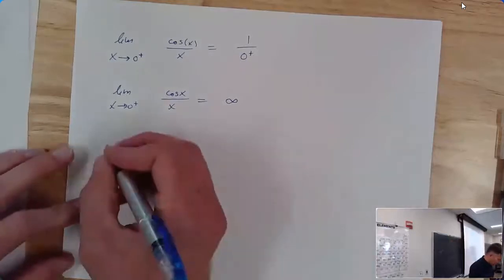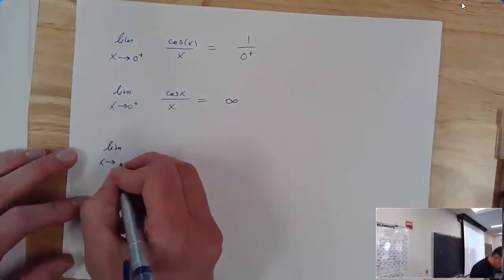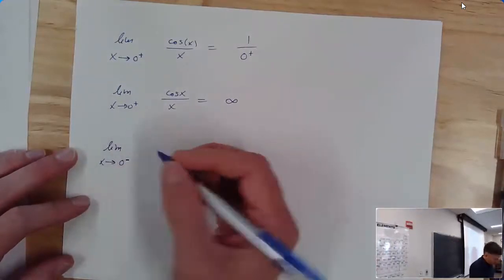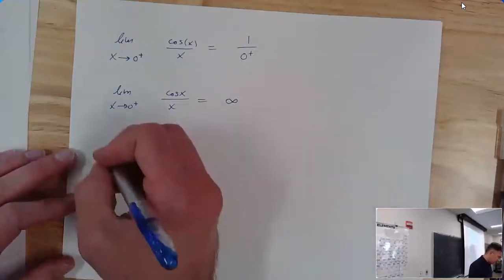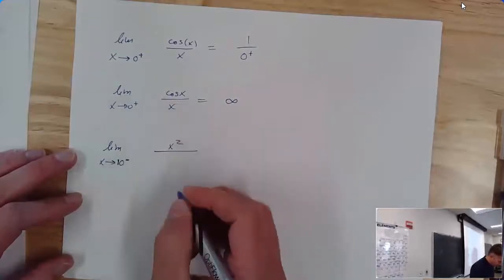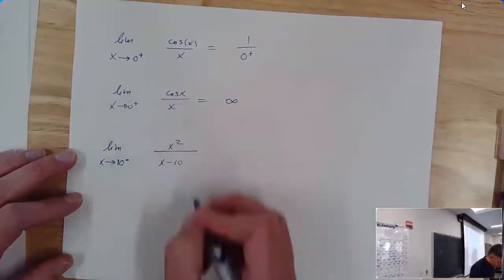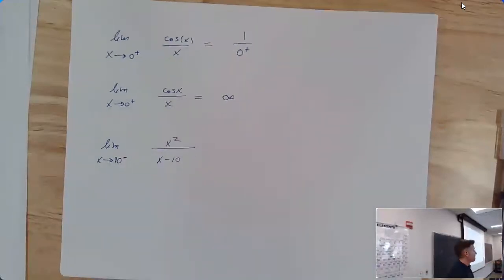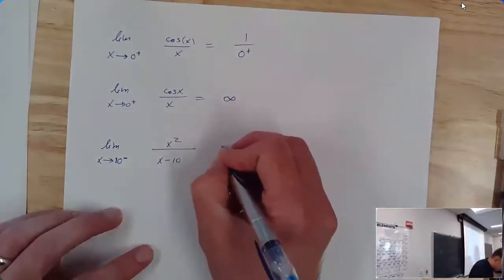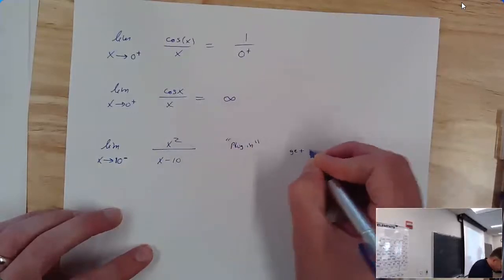For example, what's the limit as x approaches, let's go from the left this time, 0 from the left of... I don't really want to pick 0. I changed my mind, apologies. Let's say 10 from the left of x squared over x minus 10. This is a similar sort of thing. If you plug in 10, you get something not 0 on the top, you get 100, right? So if we plug in, we're going to get 100 over 0.